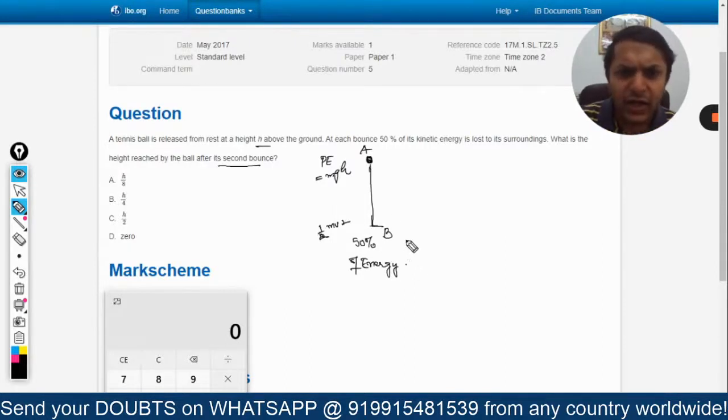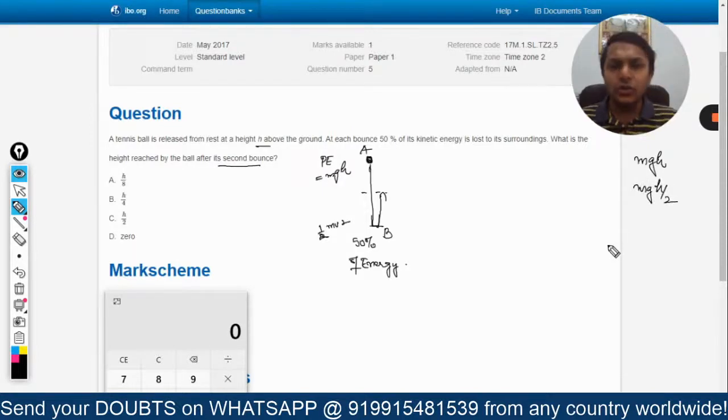So obviously with this much energy it would be going to half of the height. Why? Because earlier the energy is mgh, but after the bounce, it is mgh by 2. Half of the energy is left with the body. The mass does not change, the gravity does not change, so the height has to change. So it means the body will go up to h by 2.